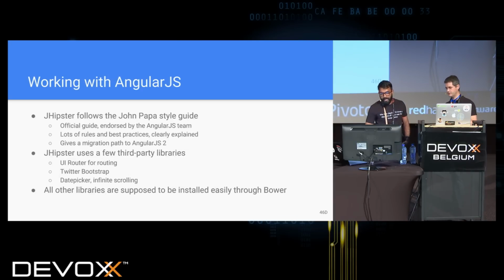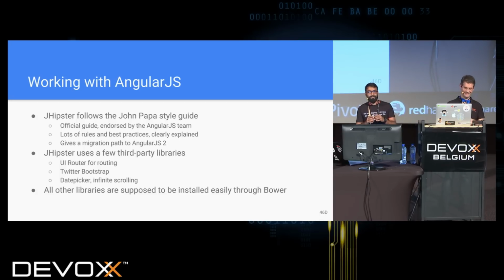For AngularJS, for the current version we have released, we follow the John Papa style guide, so everything is in line with that. It is an official guide endorsed by the AngularJS team. We try to follow most of the rules. We cannot follow 100% of everything, but we follow most of them. It also helps us to migrate to Angular, as we have been told.